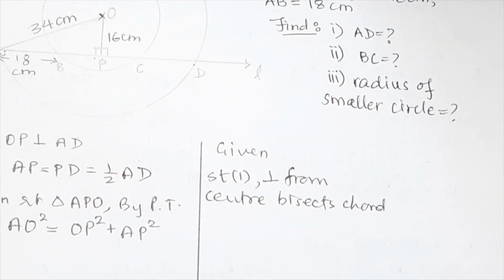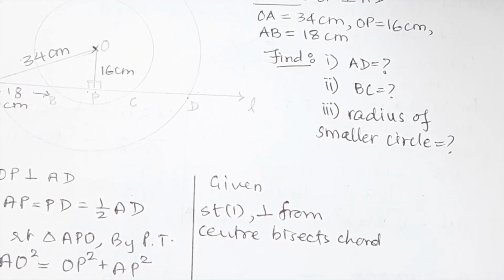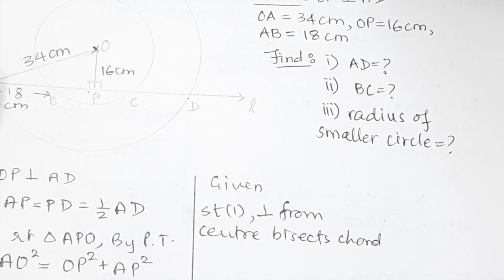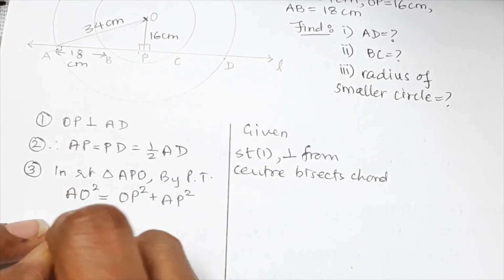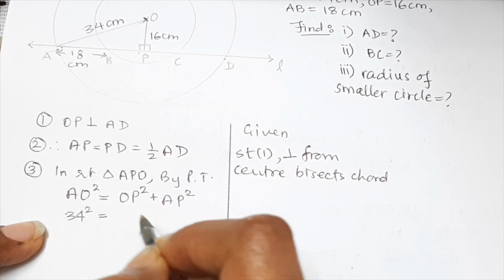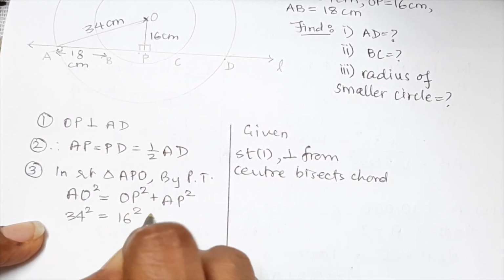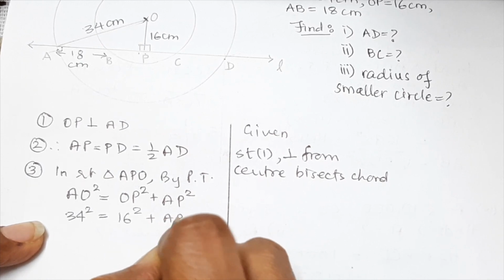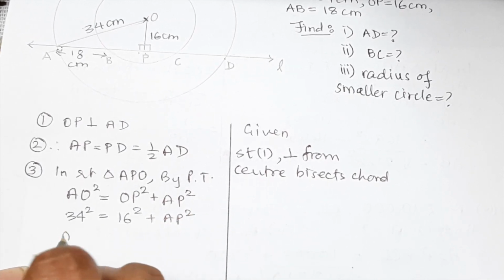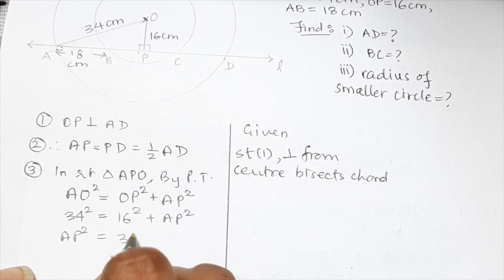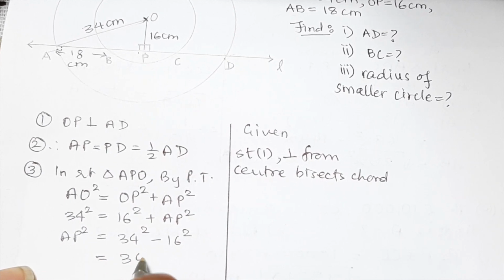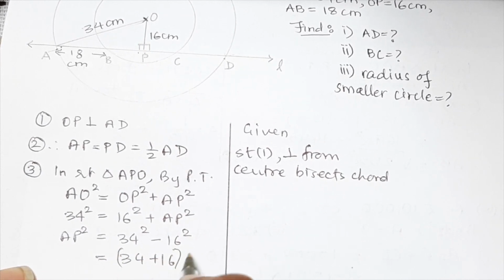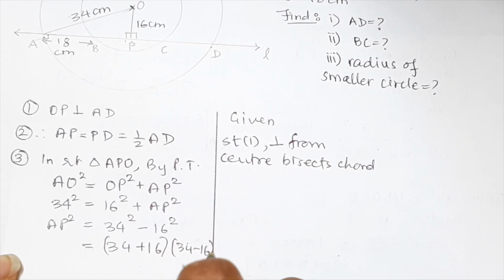Now we have to substitute. What I want you to do is draw the diagram, put it on pause, and then look at the solution, because each time I don't want to move this paper to show you the solution. So we are substituting. AO is 34 square equal to OP is 16 square plus AP square as it is, and so AP square will be equal to 34 square minus 16 square. So I'm going to make it as 34 plus 16 and 34 minus 16.